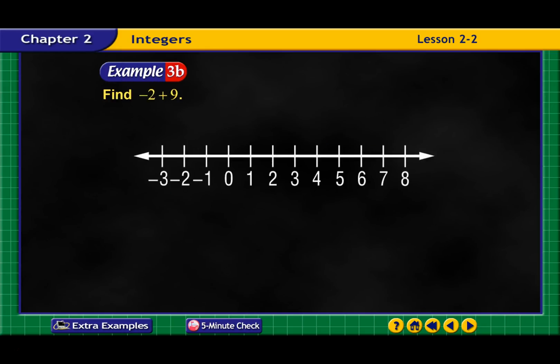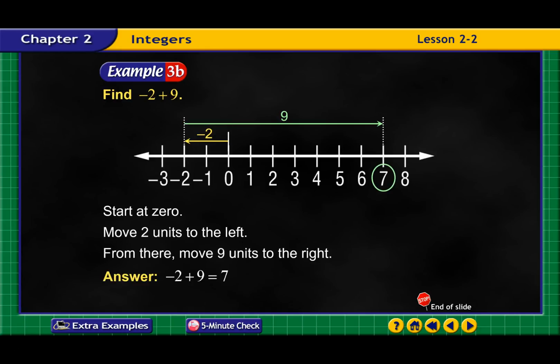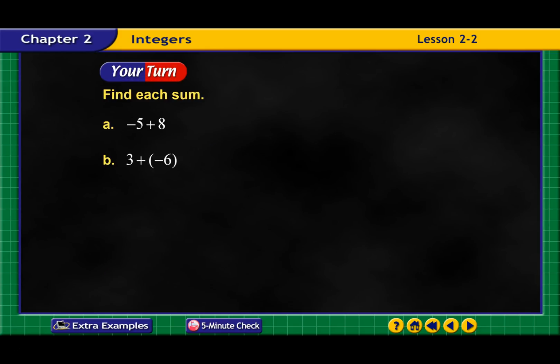Okay, same concept here. We're going to start at negative 2, start at 0, go to negative 2, which is 2 units to the left. Then we're going to go 9 units to the right. That's going to come out with 7. All right, give these two a shot.